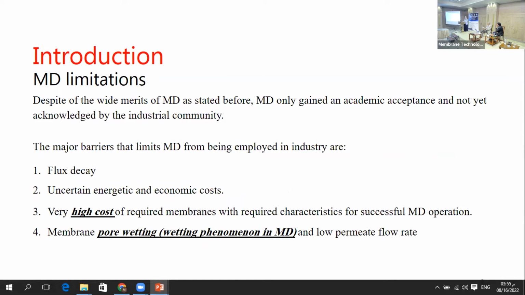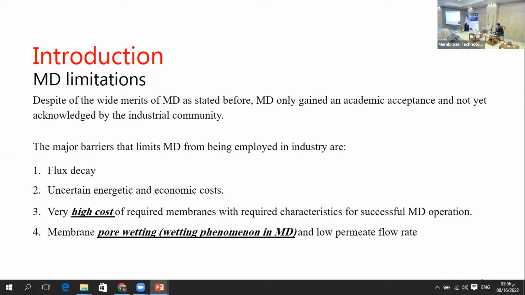Despite the wide merits of MD over other desalination techniques, it has limitations: the flux decay phenomenon, uncertain energetic and economic costs, the very high cost of the membranes with the characteristics required for a successful MD process, and the membrane poor wetting phenomenon.